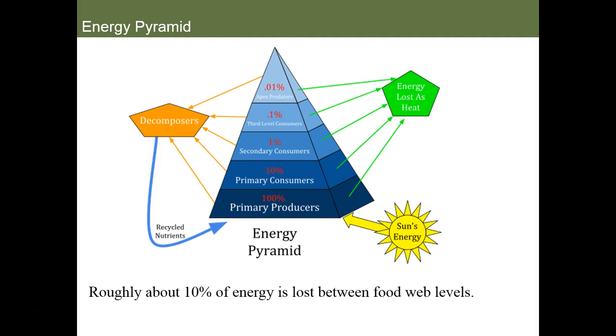As another example, about 10% of energy is lost between food web levels. This is why there are more plant eaters than there are top predators. A grizzly bear or an eagle require a lot of food energy to stay alive.